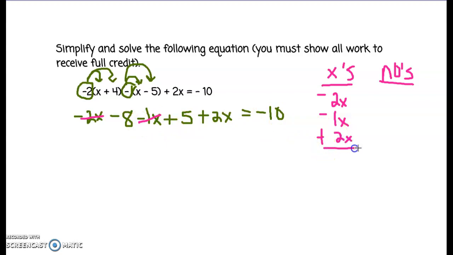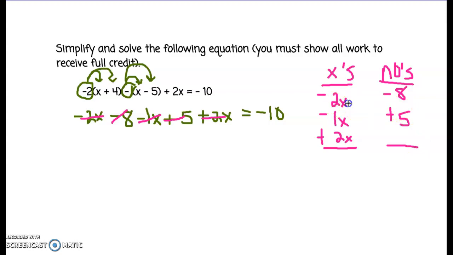Now for my no's, I have a -8, so I'm going to put that here, and I cross it out as I go. Oop, forgot about that. Let me cross that out. I have a +5, and it looks like that might be it. Looks like I've also included everything that we can do on the left side of the equal sign. Now remember, the -10, because it's on the opposite side of the equal sign, I do not include in my combination columns here, my x's or my no's, and that's because they are on the other side of the equal sign.